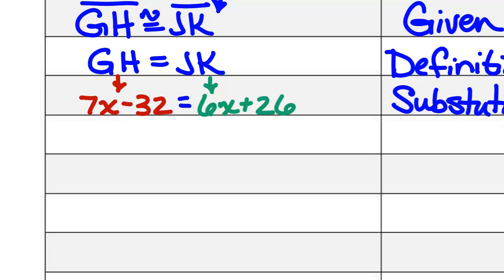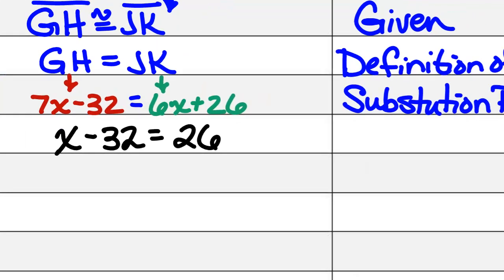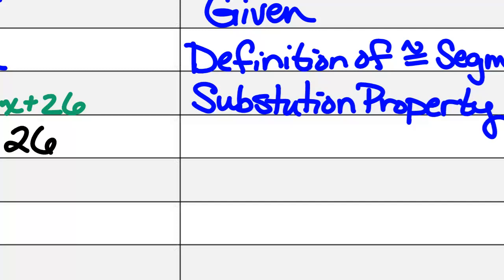What would I need to do to group the x's all on one side? Subtract 6x from both sides. So what would that give me on the left then if I subtracted 6x? 1x by itself, minus 32. What would I have on the right side if I subtract 6x? 26. What did we just use to subtract 6x from both sides? Subtraction property of equality.